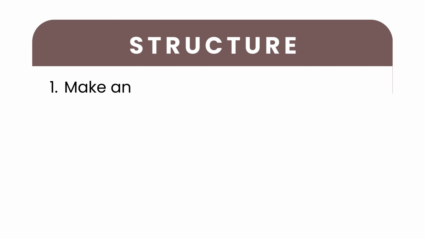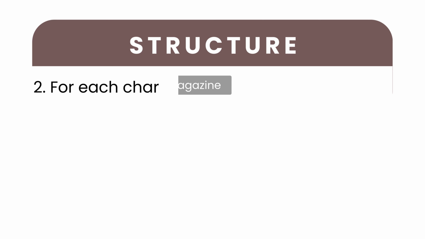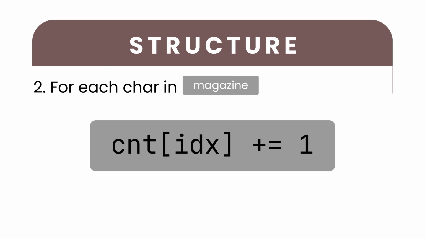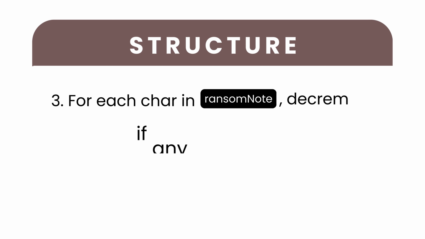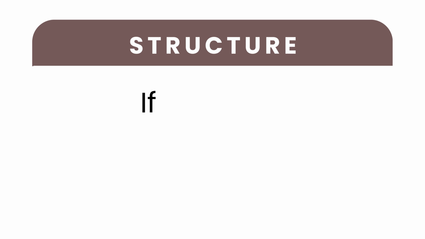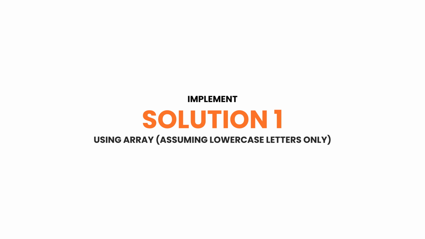Structure. Make an array cnt of 26 equals 0. For each char in magazine, cnt[idx] plus equals 1. For each char in ransom note, decrement; if any goes negative, return false. If we finish, return true. Let's try to implement it using solution 1.